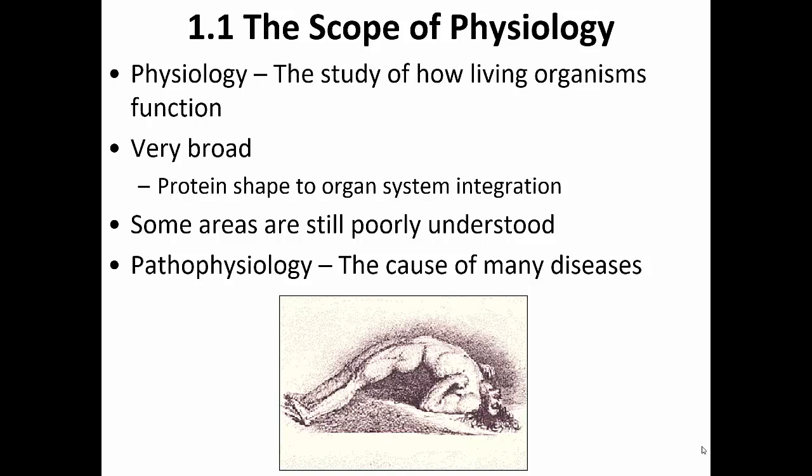For example, the cardiovascular system, circulating blood through the body, or the respiratory system, moving air and then oxygen into the body and then into the blood and eventually to the cells. And so our physiology course will touch on different aspects of physiology from very small down to molecular level all the way up to the entire body system.